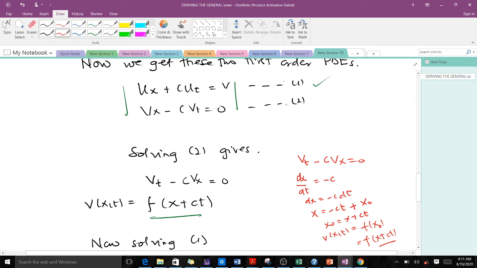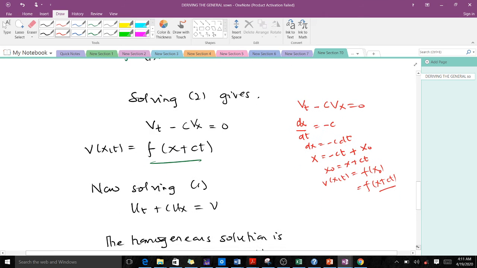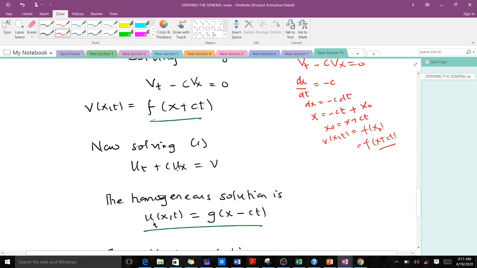Then I return our attention to the first equation. So solving the first equation, we have u_t plus c u_x equals v. So remember, this is a transport equation with a non-zero right hand side, or a non-homogeneous term. So we can solve the homogeneous part for our complementary solution and solve the non-homogeneous part for a particular solution. Then when we are done, we add them together.